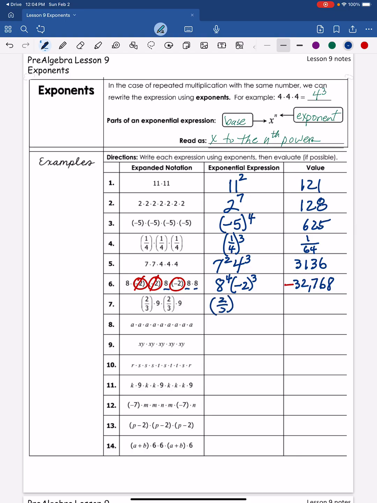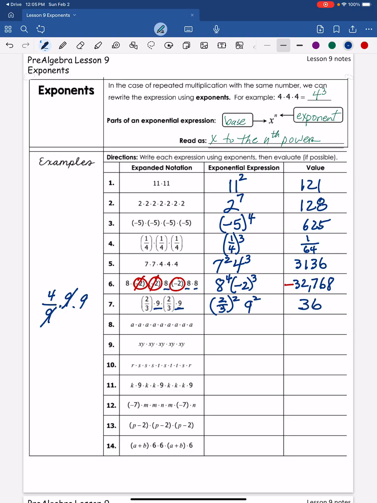2/3 to the 2nd times 9 to the 2nd. Okay, so if we're multiplying 2/3 times 2/3, that's 4/9. Okay, you can do some of this. 2/3 times 2/3 is 4/9 times 9 times 9. Remember, when I'm multiplying, I can try and simplify, so this 9 and this 9 will cancel each other out, which leaves a 4 times 9, which is 36.